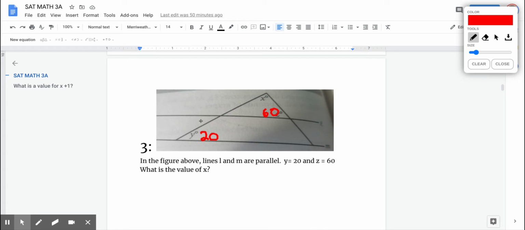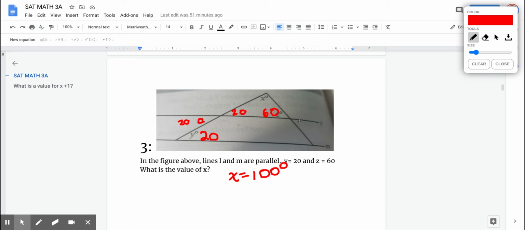And you should remember that alternate interior angles, let's say this angle right here, we'll call it A, A and Y will be congruent. They'll be the same. So if Y is 20, that means A has to be 20. And if A is 20, this angle right here is 20 because they're vertical angles. So remember your verticals. They're vertical, so they're congruent. Alternate interior angles are congruent. So now we have 60 and 20, which is 80. And you know that a triangle is 180 degrees. So X has to be 100 degrees. 100, 20, and 60, 180.